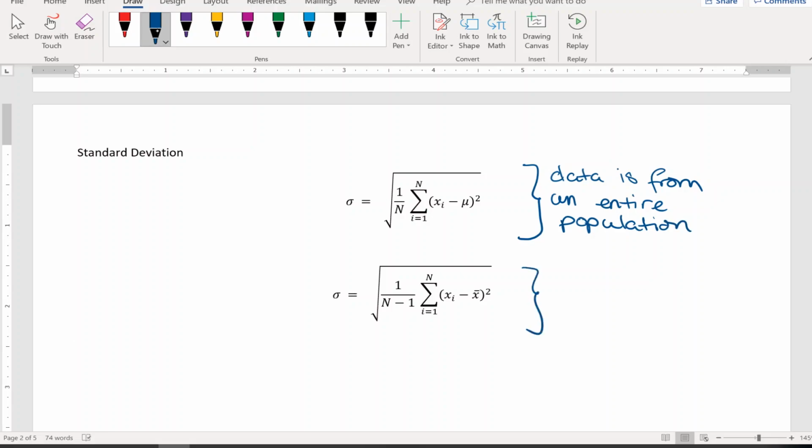And the second one here is used when we extract or collect data from a sample of an entire population. So we just look at a sample of the population.